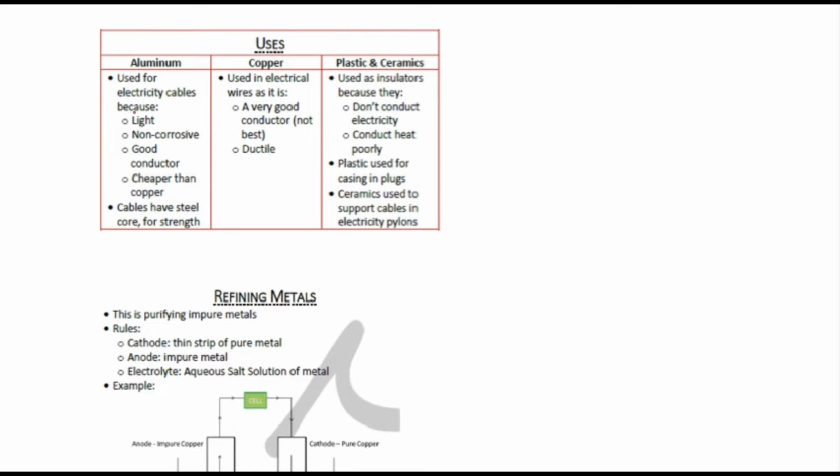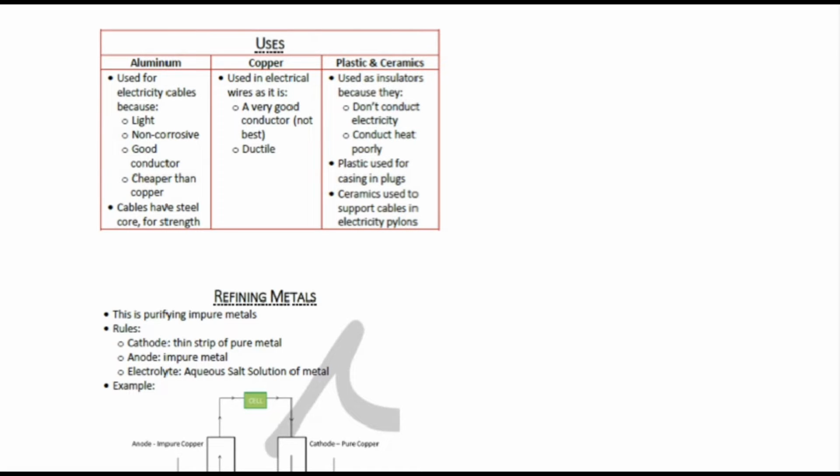So why? Because it's light and it's non-corrosive and it's a good conductor and it's cheaper than copper. Okay, so maybe why we don't use copper as the electricity cable? Because it is expensive. So if you use copper as electricity cable, then people may cut the cable and sell it. So we don't want that to happen. So we use aluminium. It's a cheaper metal.